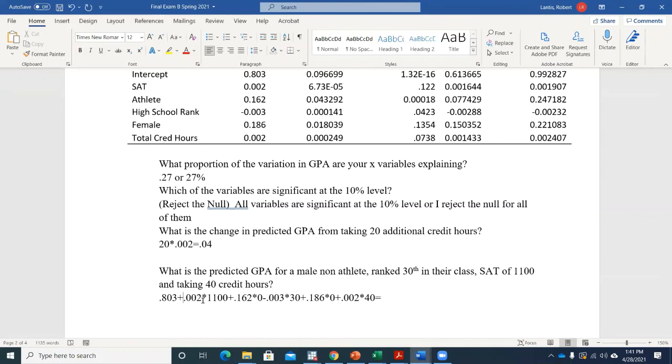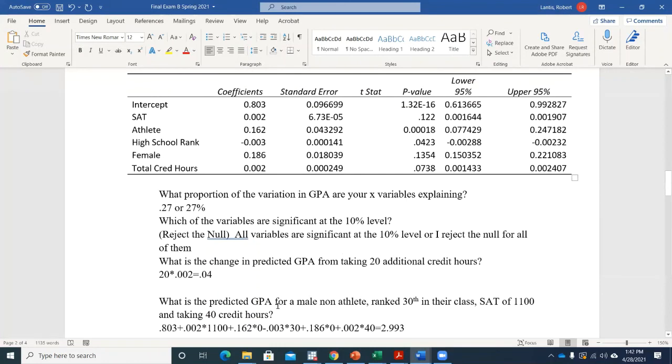So, if we do this math, we get what? 0.002 times 1100 plus 0.002 times 40 minus 0.03 times 30. Should get 2.993, unless I made a mistake doing that real quick in my calculator, but I believe that's what we should end up with. So you can come up with a prediction for this hypothetical person using those coefficients and then just inputting their x values.